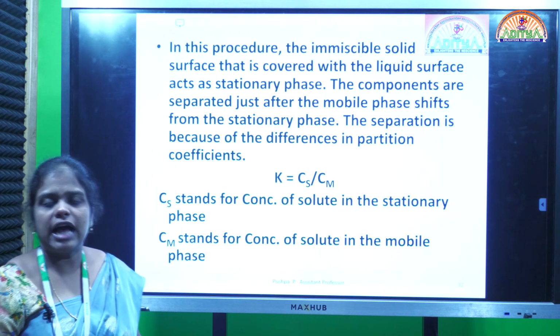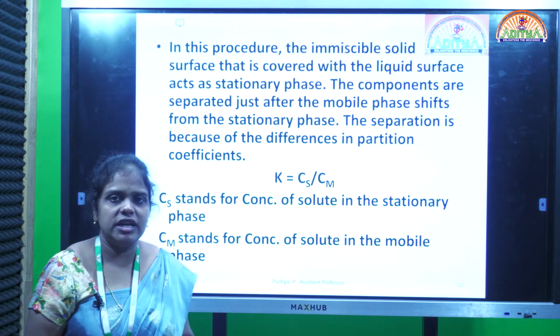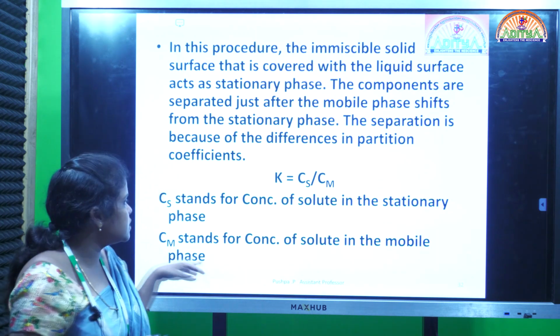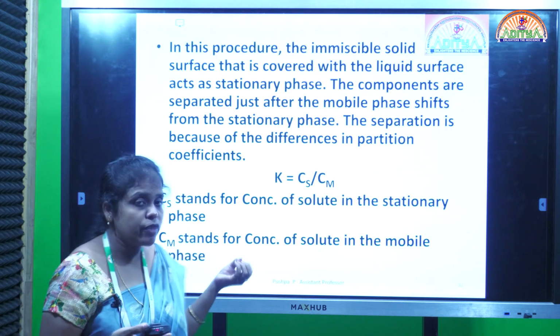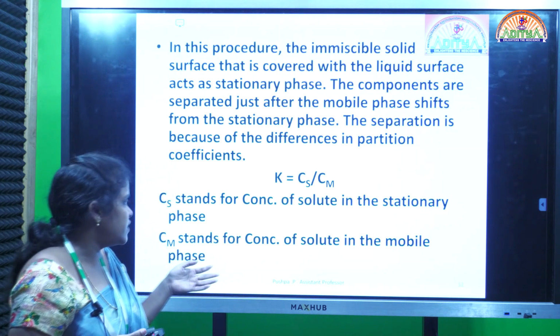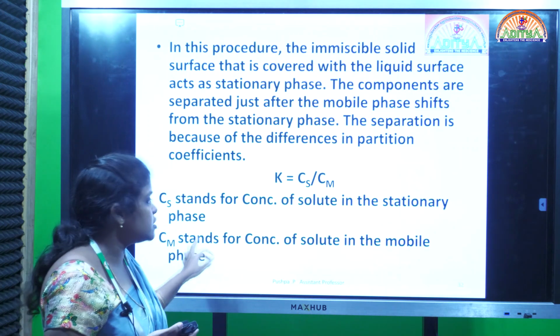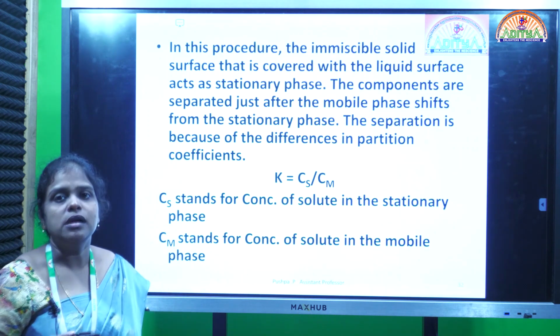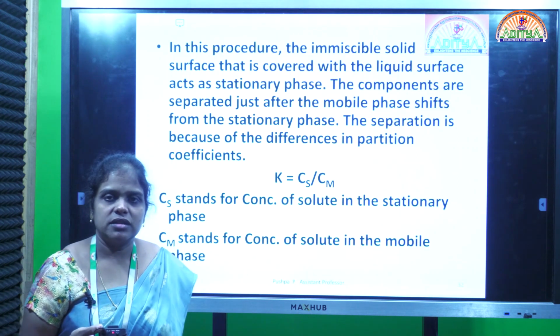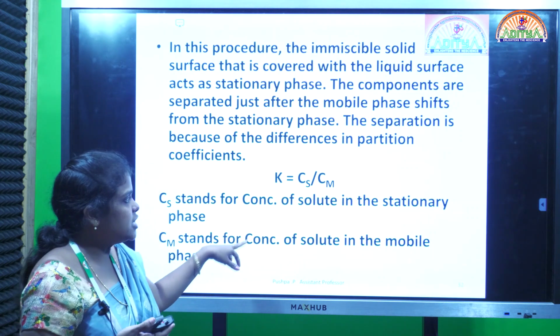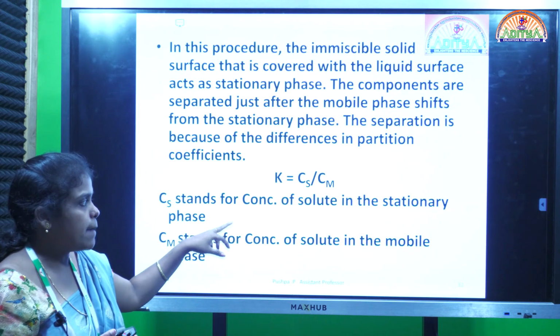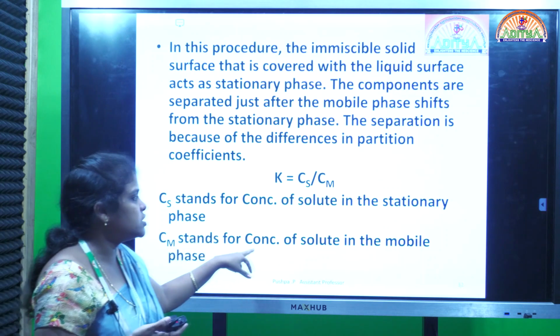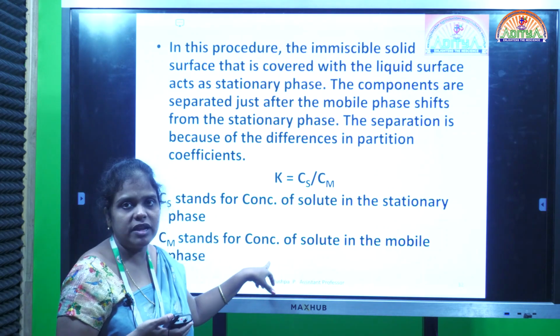How will the partition happen? Based on how much solubility is there. So Cs by Cm: Cs means the concentration of the sample in the stationary phase, and Cm means the concentration of the sample or the solute in the mobile phase. See, Cs by Cm means concentration of the sample or solute in the stationary phase and concentration of the sample or solute in the mobile phase.